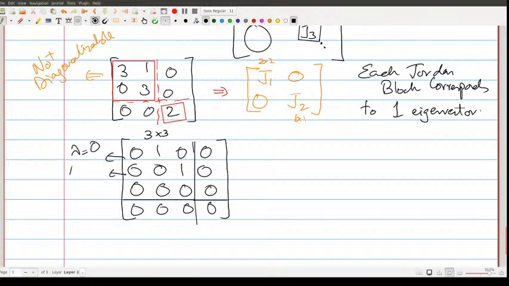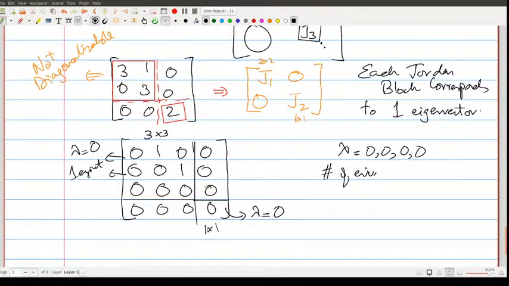And this has one eigenvector associated with it. And this Jordan block is a 1 by 1 Jordan block, which also has the eigenvalue 0. So if the eigenvalues are written down, they're just 0, 0, 0, 0. And the number of eigenvectors is what? The number of eigenvectors is how many Jordan blocks do I get? This is one Jordan block, this is the second Jordan block. So I have two independent eigenvectors for this.